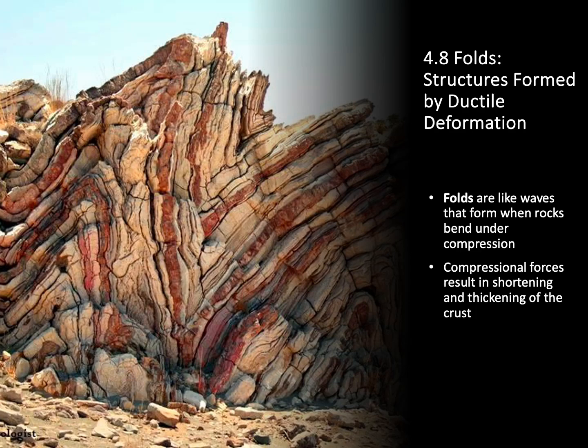So depending on whether our rocks behave brittly or ductilely, they're either going to break or bend. We're going to start off talking about folds. These are where the rocks bend by ductile deformation. So this image is showing us folded rocks. If you look at those red layers, these were all sandwiched between these tan layers that are separating them.